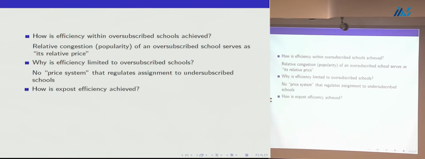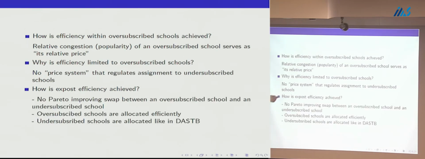In Kada, efficiency is restricted to oversubscribed schools because there's no pricing system that regulates admissions to undersubscribed schools. Regardless of how many students target an undersubscribed school, I would be guaranteed to get into that school if I target that school. And ex-post efficiency is also achieved.